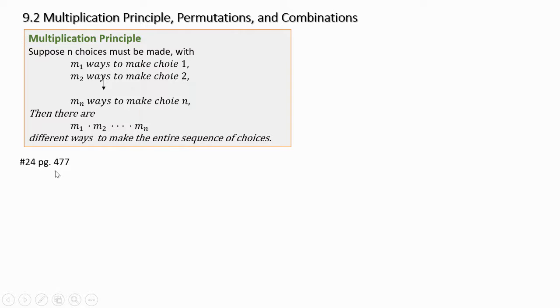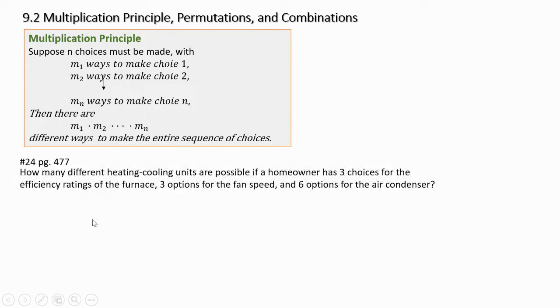Okay, so this is number 24 from page 477. It's saying, how many different heating and cooling units are possible if a homeowner has 3 choices for the efficiency ratings of the furnace, 3 options for the fan speed, and 6 options for the air condenser? So use the multiplication principle.